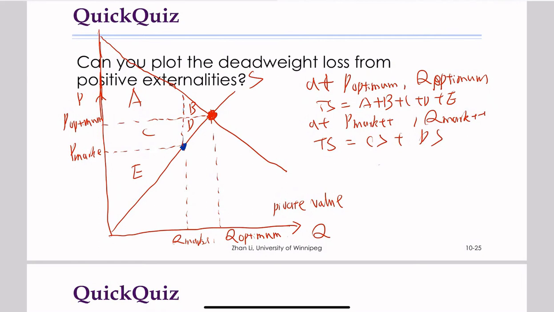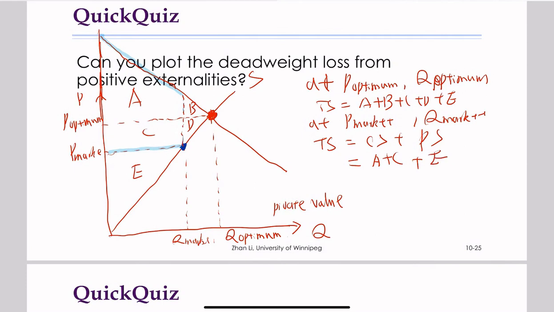So what is consumer's surplus here? Now let me show you what is consumer's surplus. Remember, consumer surplus is always the area between the demand curve and the price. So here, price is given by P market and demand curve is this curve. So you can see that consumer surplus is given by A plus C, right? What is the producer's surplus? Well, it's the area between the price and the supply curve. So it's given by E.